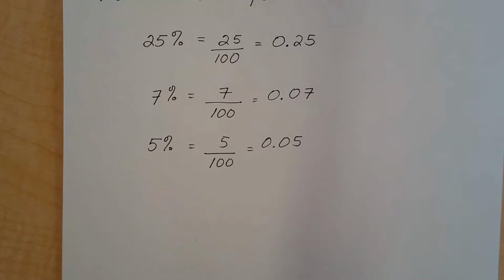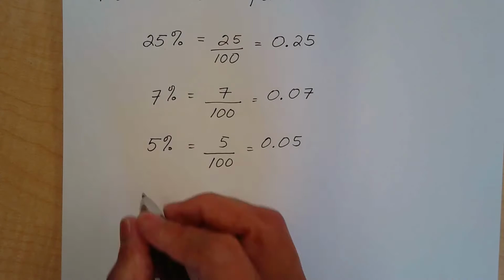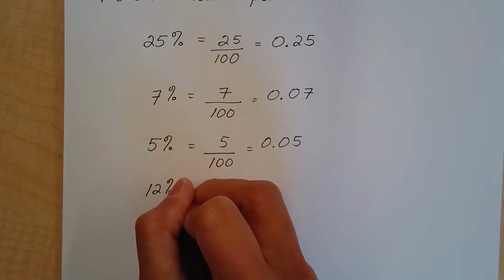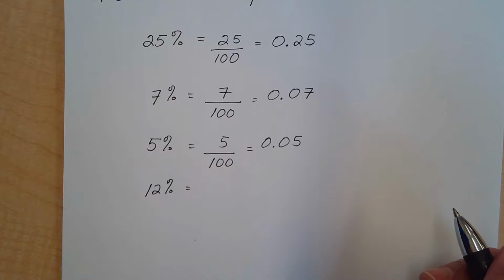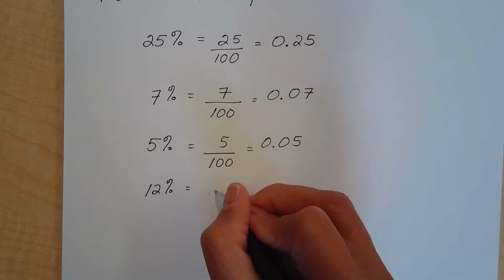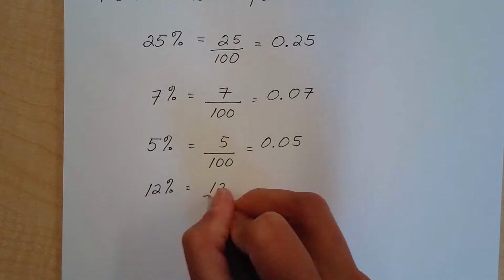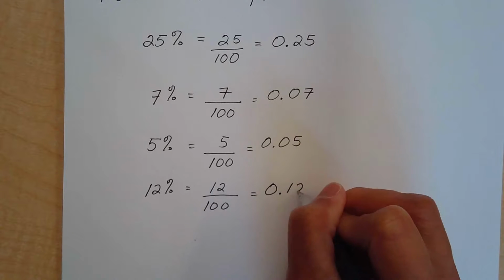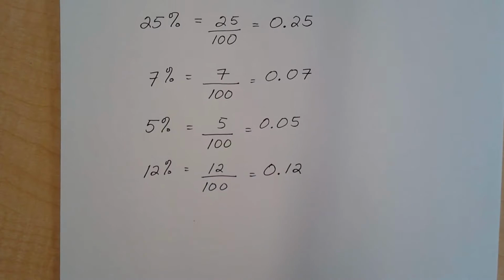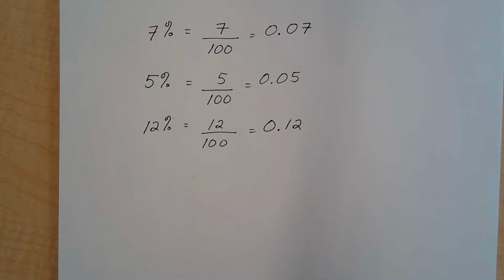Now try 12%. 0.12, right? 12% means 12 divided by 100, 0.12. Okay, a couple more.